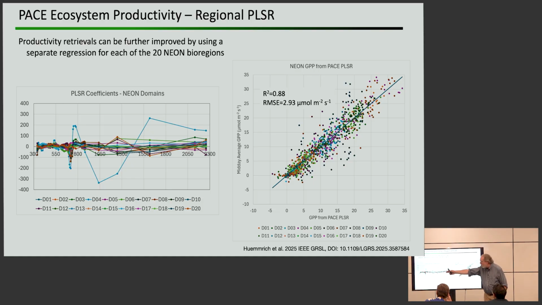But the problem with this is that look at how variable these coefficients are. So what that means is if we were trying to carry this over to continental or global scales, we have to do some sort of classification and pick which set of these coefficients we're going to use. And if we get it wrong, we could be very, very wrong. And what is the optimum way to do this? I don't know. There's another thorn.